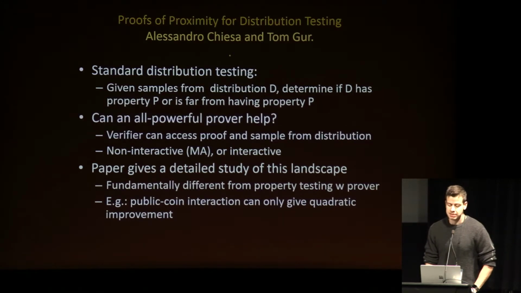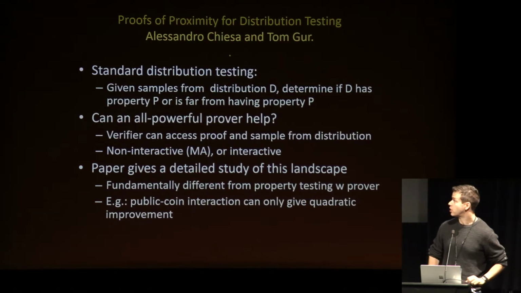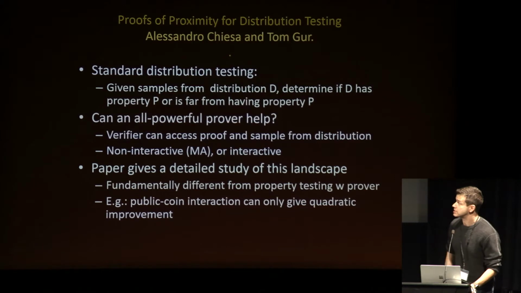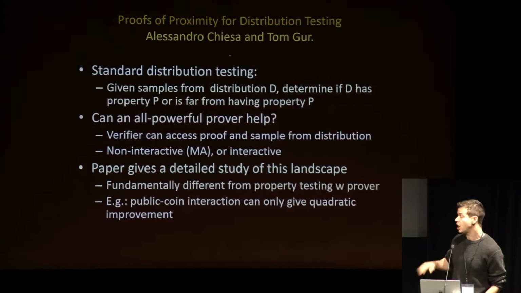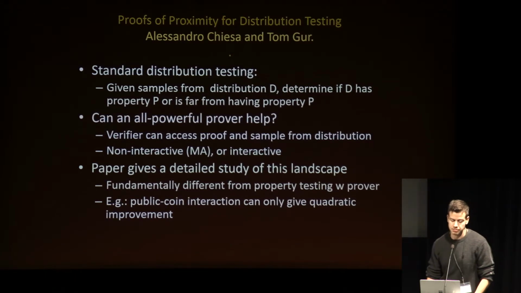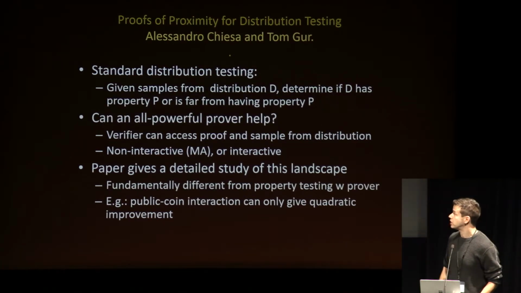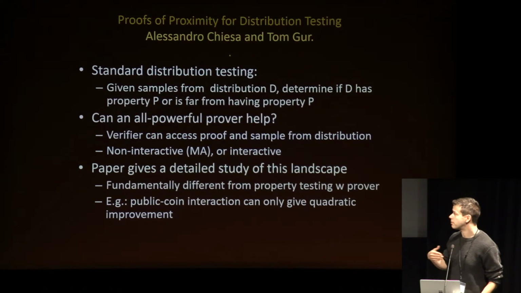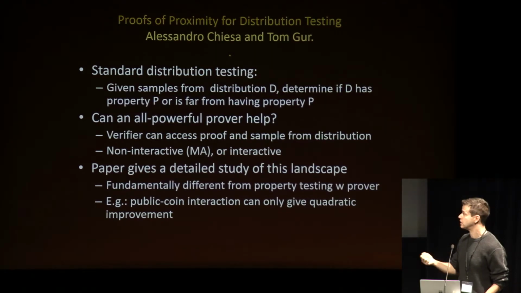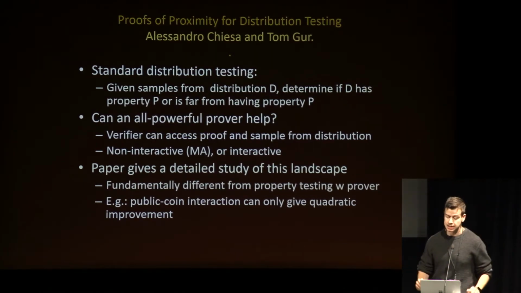The third paper, Proofs of Proximity for Distribution Testing by Chiesa and Gur, now talks about testing not on codes, but for distributions. And this is a question that's been receiving a lot of attention recently, given samples from a distribution, trying to determine whether it has a certain property or is far from having that property. Sometimes it's easy, sometimes it's hard, and in this paper, the authors ask whether having access to an all-powerful prover can help. If we only want to verify, so we have a proof, and given samples from the distribution, we want to verify whether it's close to having the property. And we can talk about non-interactive Merlin-Arthur proofs or even interactive proofs. And the paper gives a detailed study of this landscape.